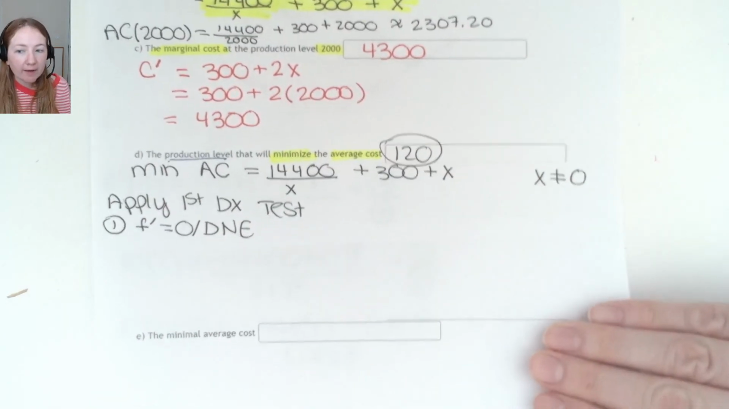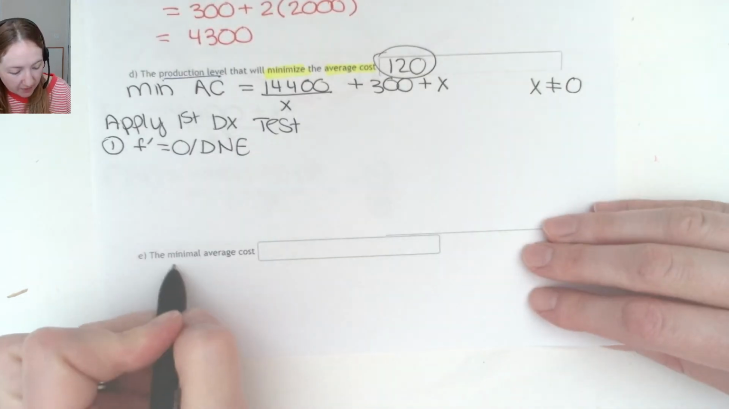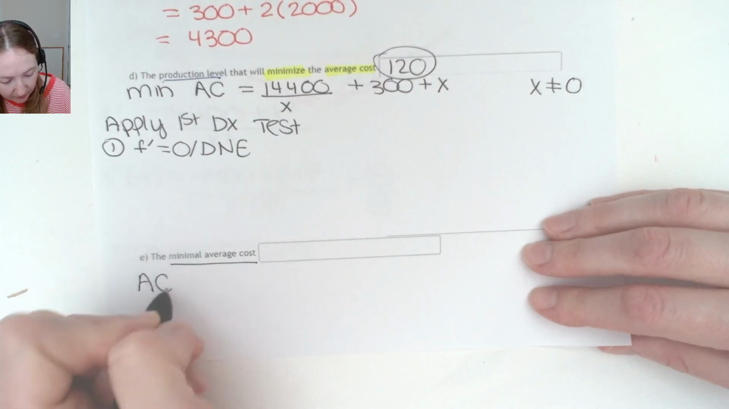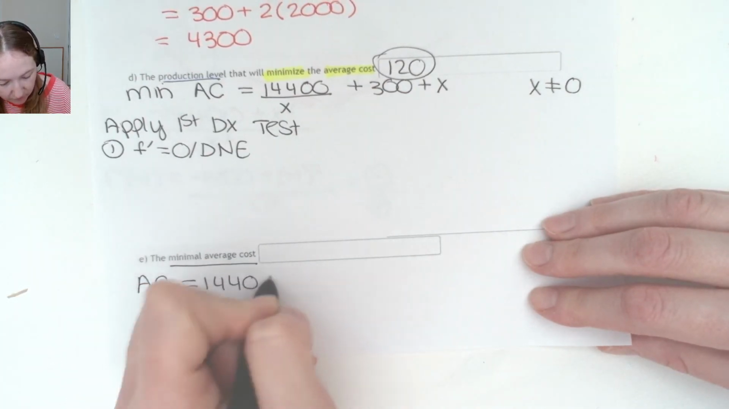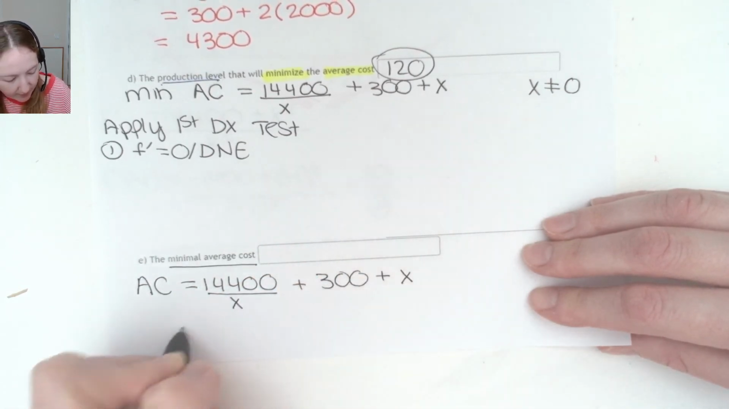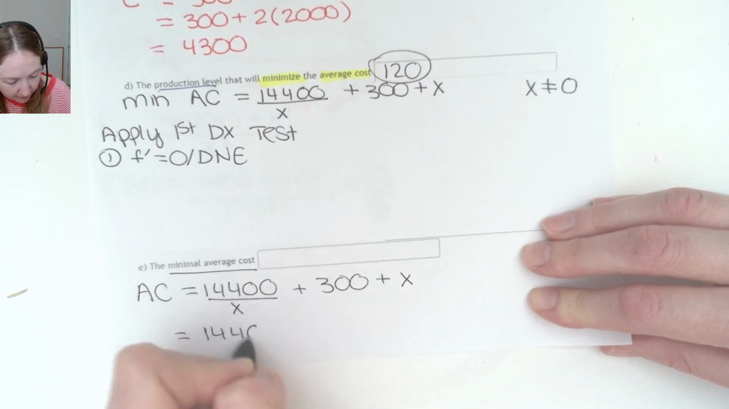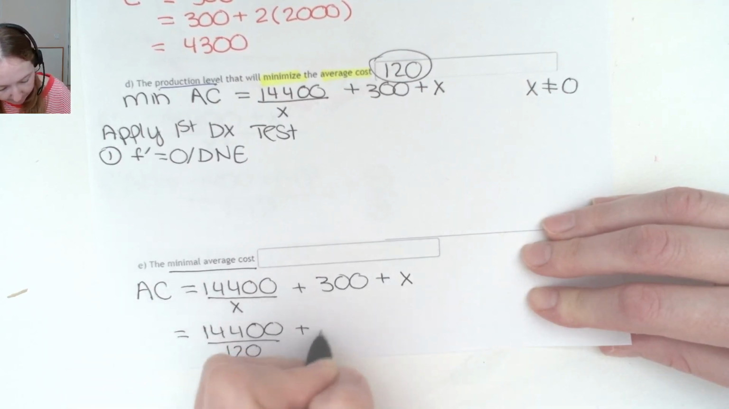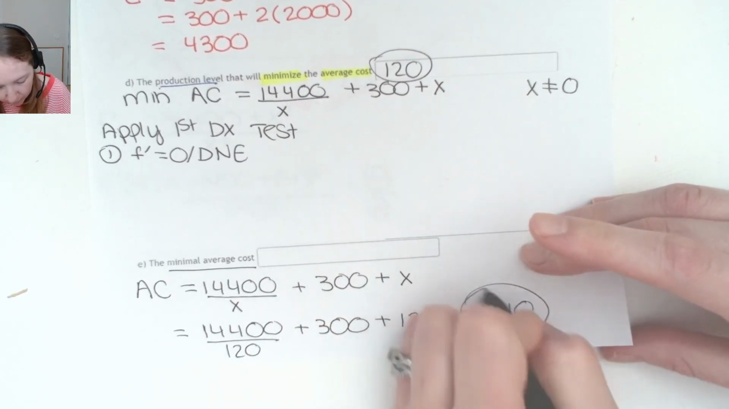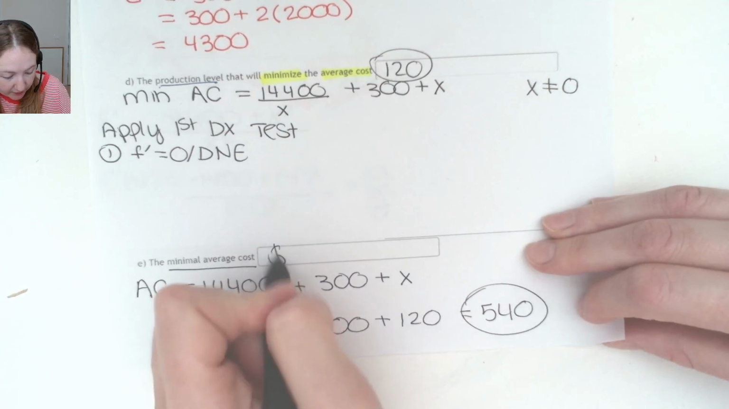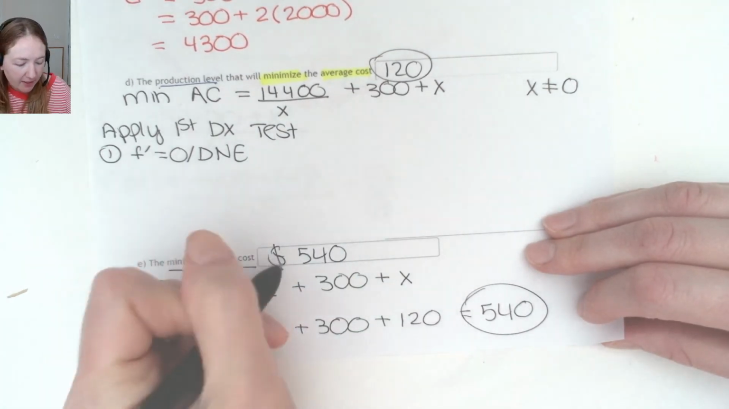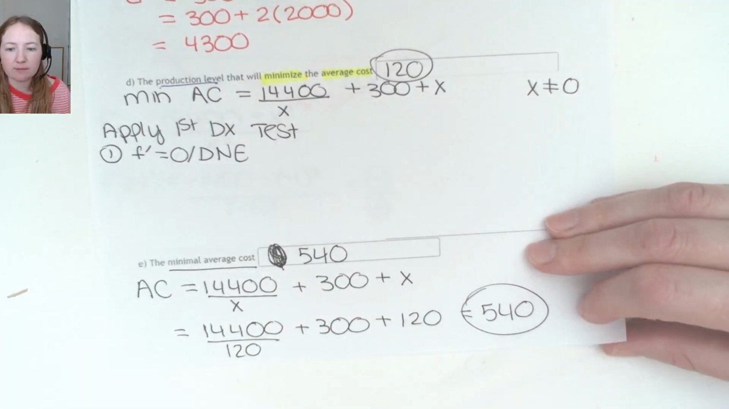Now, when we are asked for the minimum average cost, that's when we're going to go back to the average cost function, the 14,400 over x plus 300 plus x, and plug in our 120. And that will give us 540. And that is our actual answer, in dollars, $540 as the minimum average cost. And they don't want you to put the dollar sign, so it will just be the 540.